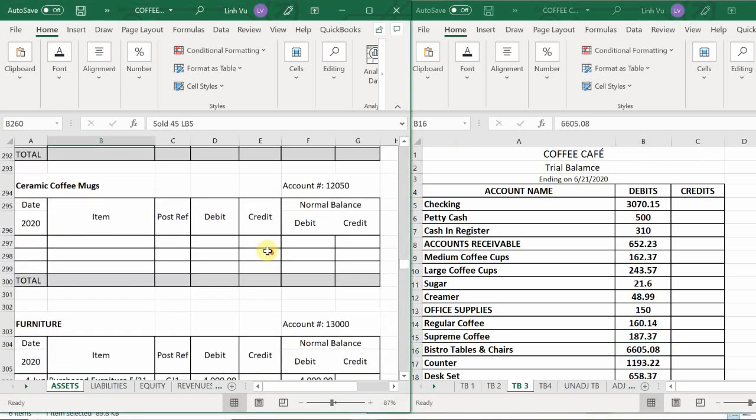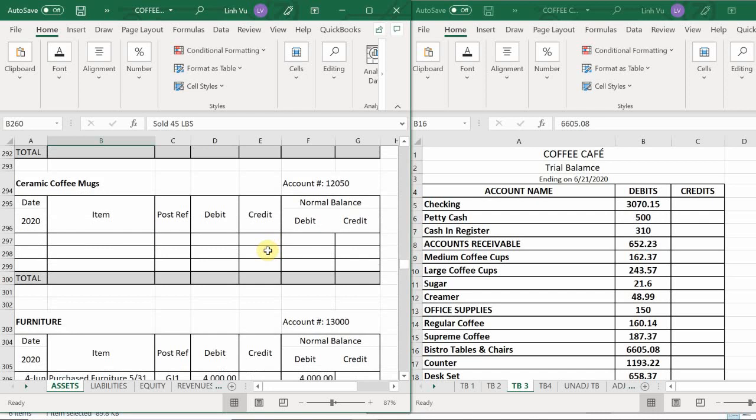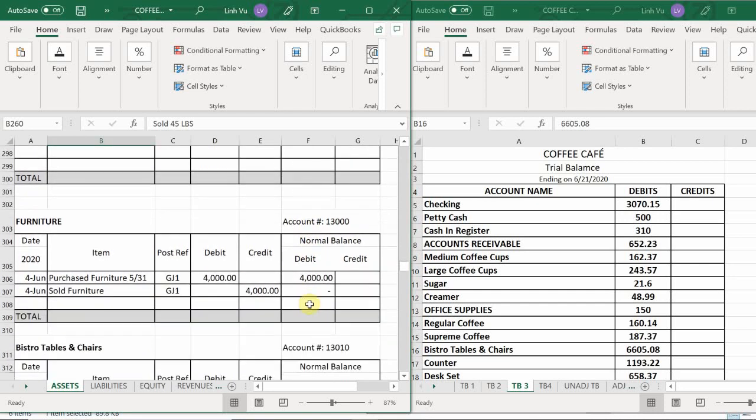All right. What about my ceramic coffee mugs? Oh, we don't have anything. We don't have any because right now it's not the end of the accounting period yet. We haven't recognized that we have ceramic coffee mugs yet. Okay. No, we have coffee cups. Coffee cups, that's what we have.